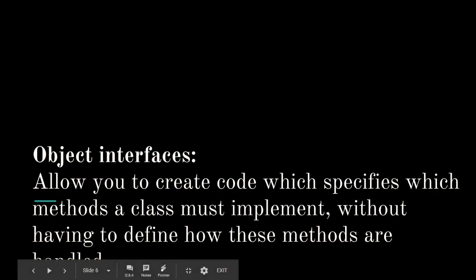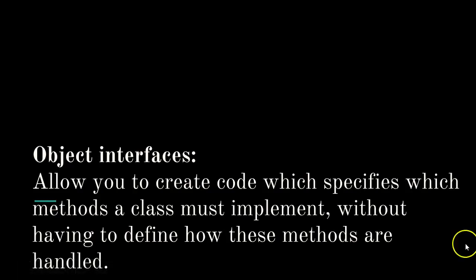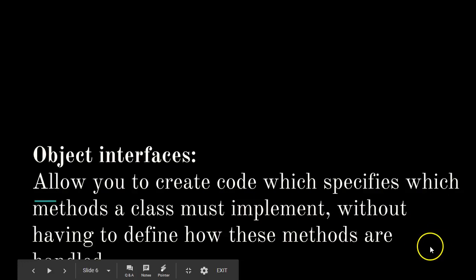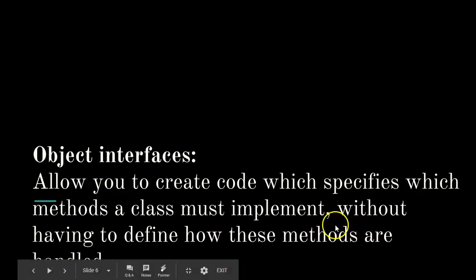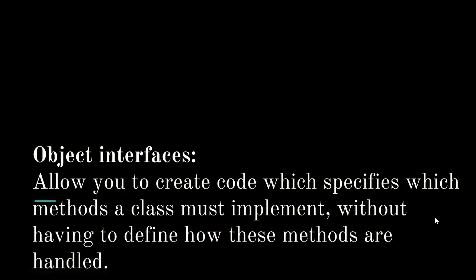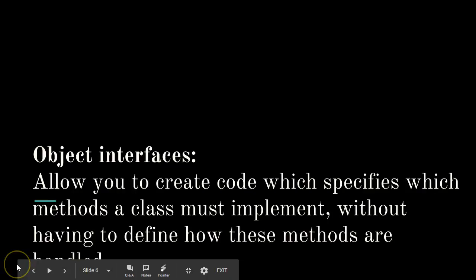So an object interface allows you to create code which specifies which methods a class must implement without having to define how these methods are handled. So basically an interface looks exactly like a class. The only thing is that the functions inside that interface are empty. But then any class that tries to extend that interface must define those functions and add whatever they want inside the functions, but the functions that are present in the interface must be present in the classes that are extending them.